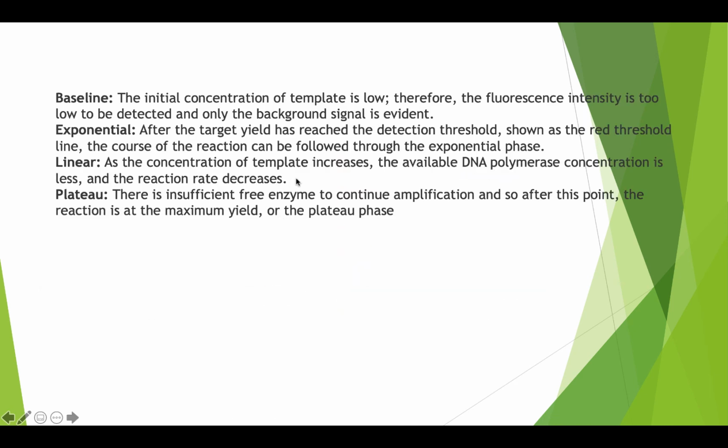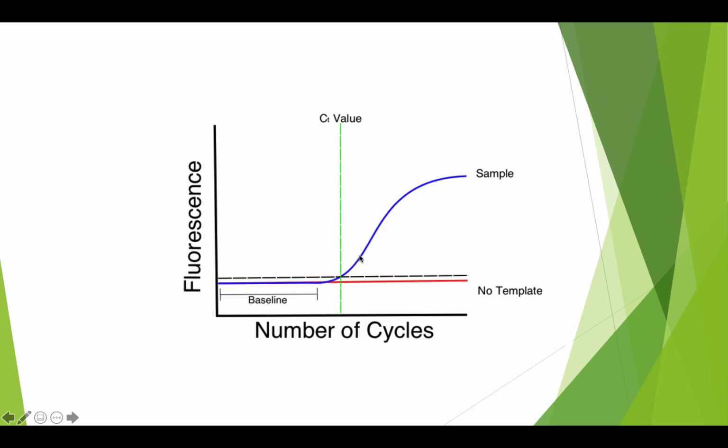As the concentration increases, the available DNA polymerase concentration becomes less. So we don't have enough polymerase, and you have a lot of DNA at this point, so the growth will become linear. And then there is insufficient enzyme to continue amplification, so it plateaus here. This is at the end of your cycle, so you're not making more DNA, so you're not increasing intensity whatsoever.